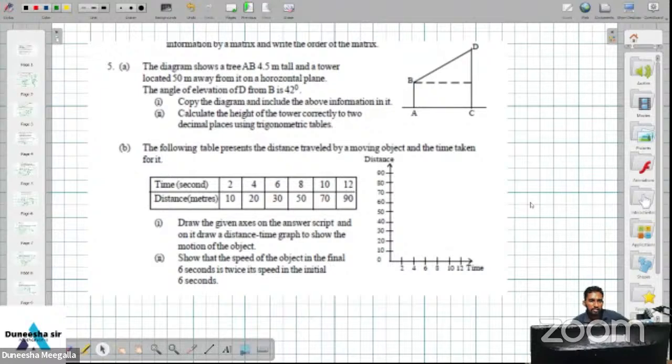Fifth one. The diagram shows a tree 4.5 meters tall. AB is 4.5 and the tower is located 5 meters away from the horizontal plane. The angle of elevation D is 42 degrees. Copy the diagram included above. Calculate the height.